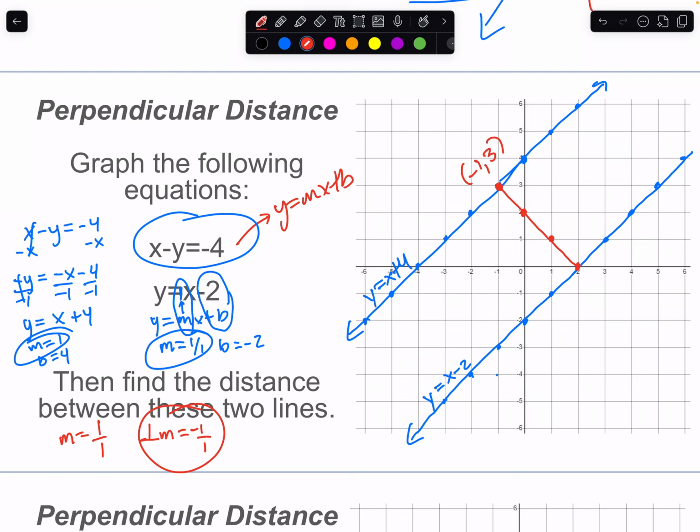And to be honest, it doesn't really matter which points you use. You can use this one. You can go down 1 over 1 repeatedly. Since the lines are parallel, the distance between the lines should always be the same. I can use this point too, and go down 1 over 1 again. The distance for all these three lines that I drew should be identical.